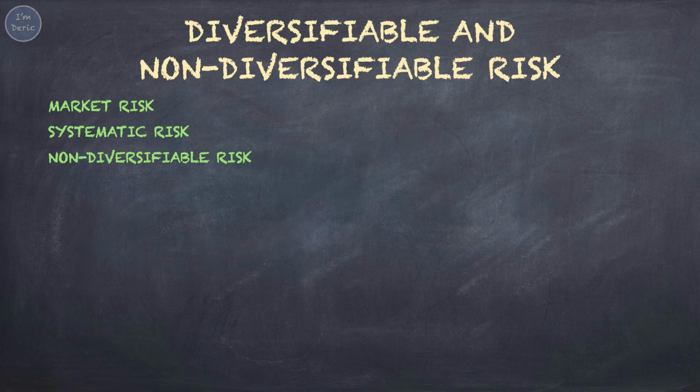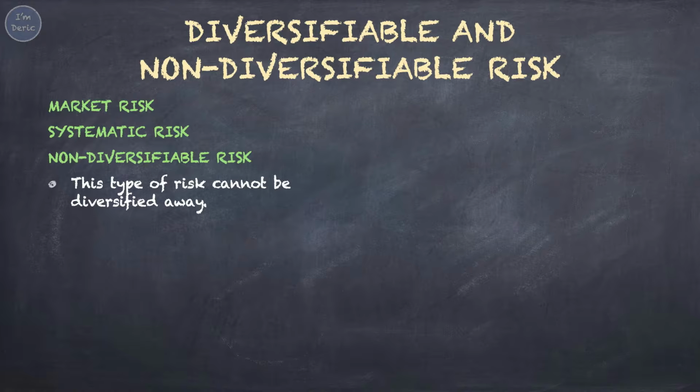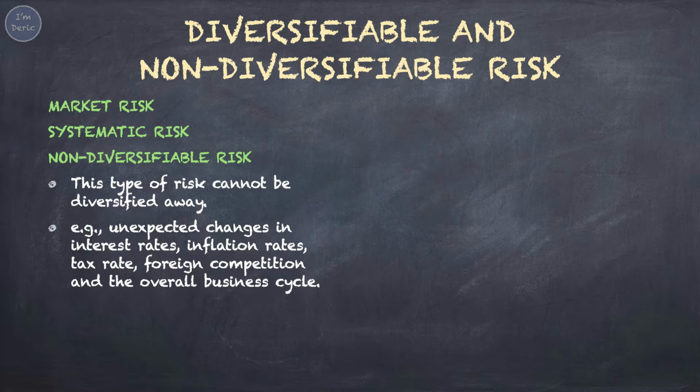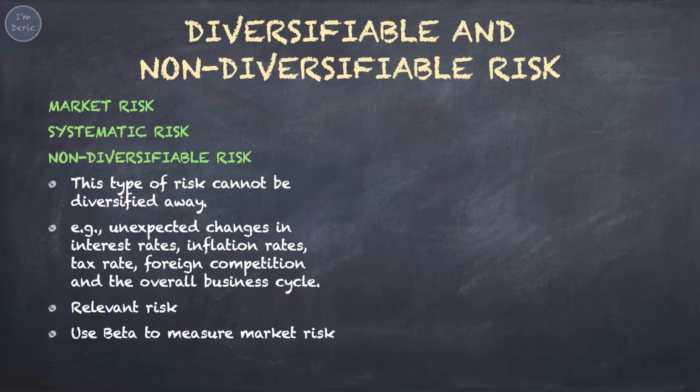Market risk is also called systematic risk or non-diversifiable risk. This type of risk cannot be diversified away, for example, unexpected changes in interest rates, inflation rates, tax rate, foreign competition, and the overall business cycle. That's why it is also known as relevant risk. We use beta to measure the market risk.